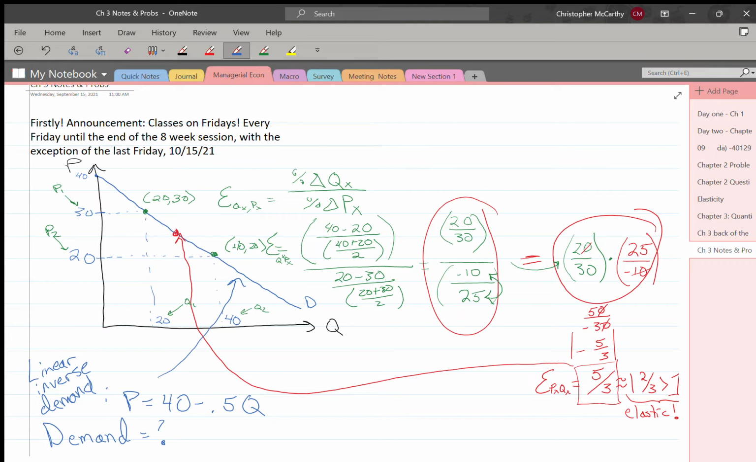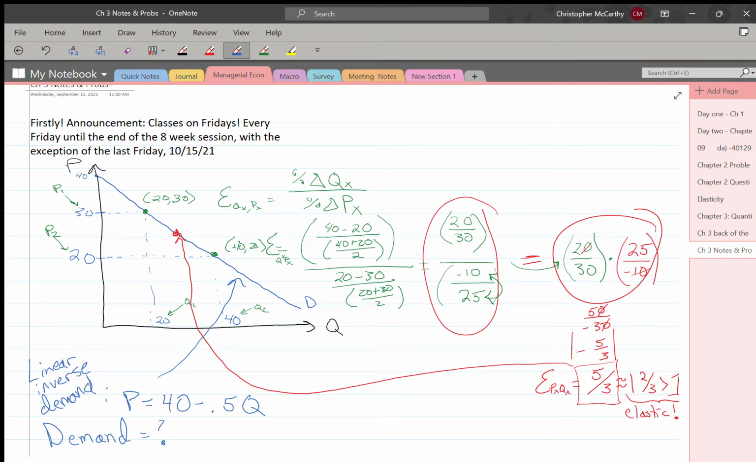I have a question. Yes. So you said the one we calculated, 1/2 by 3, that's the midpoint between 20 and 30 on the demand curve. Yes. How does the question ask us to find the midpoint, or does price elasticity calculate the midpoint?